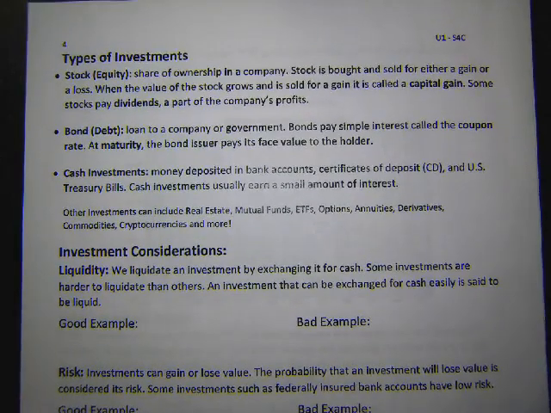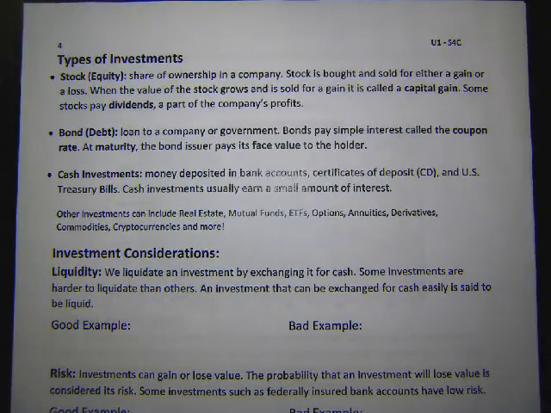Now, what do they invest in? Well, some of the main types of investments include stocks, bonds, and cash investments. Stock, also known as equity. So you hear people talk about shares of equity or equity. That's usually referring to stocks. Sometimes they'll talk about equity in a home. That is different. But equity, a lot of times, is stocks. A stock is a share of ownership in a company.